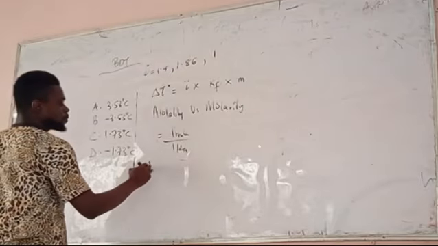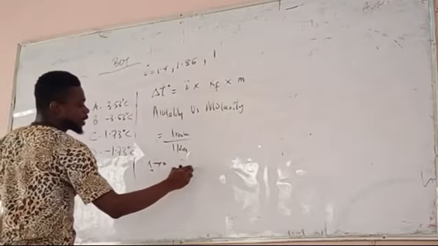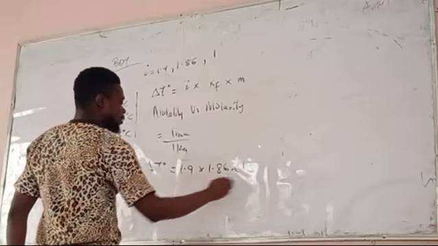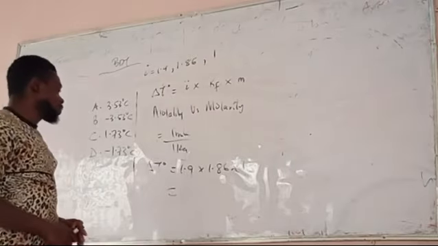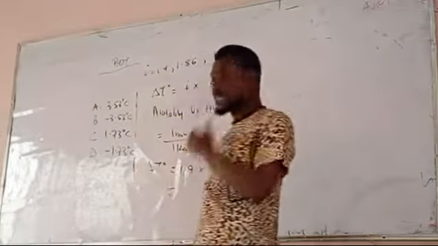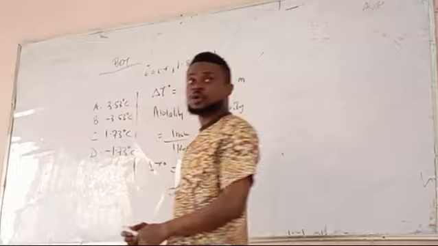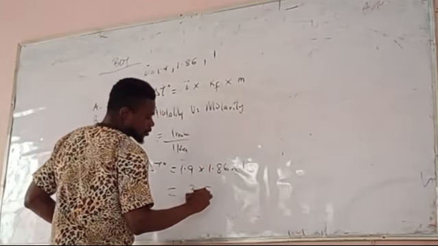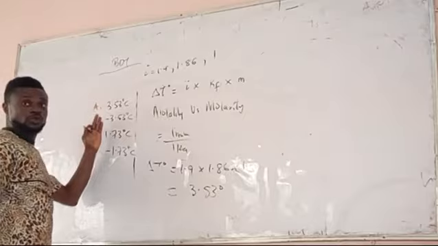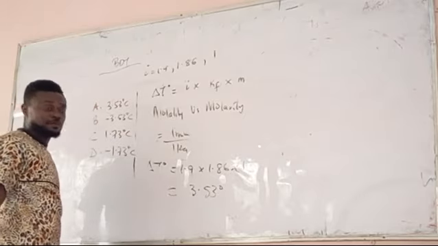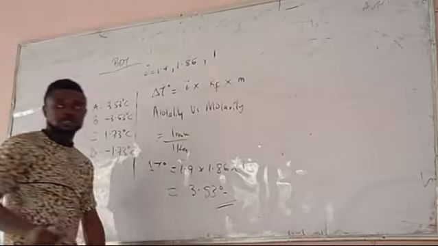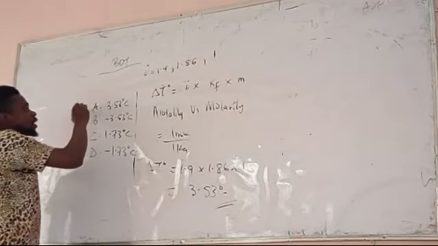So freezing point is now equal to what? 1.9 times 1.86 times 1. What's the answer? 3.5. 3 point what? 534. 5.3. The options limit us to 2 decimal places. Let's limit our answer to 2 decimal places. 3.5 what? 3.5 degrees what? So the answer is what? A. Look up.